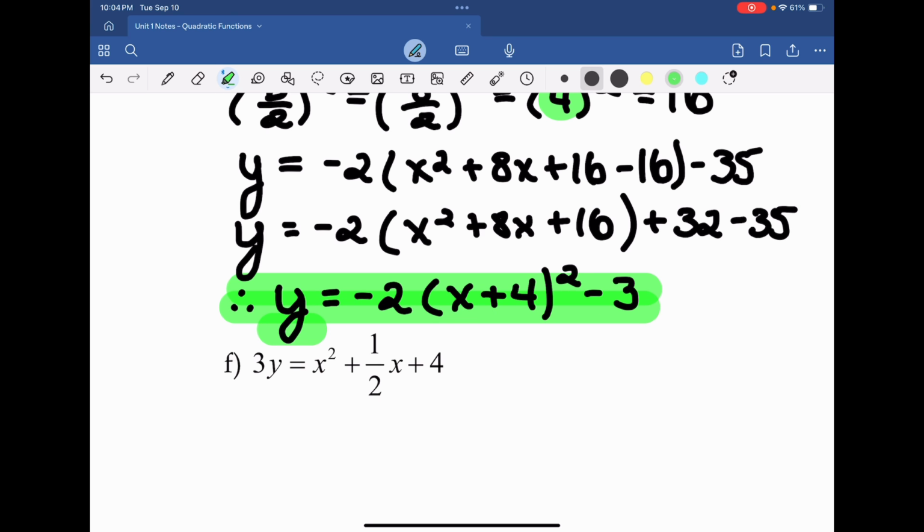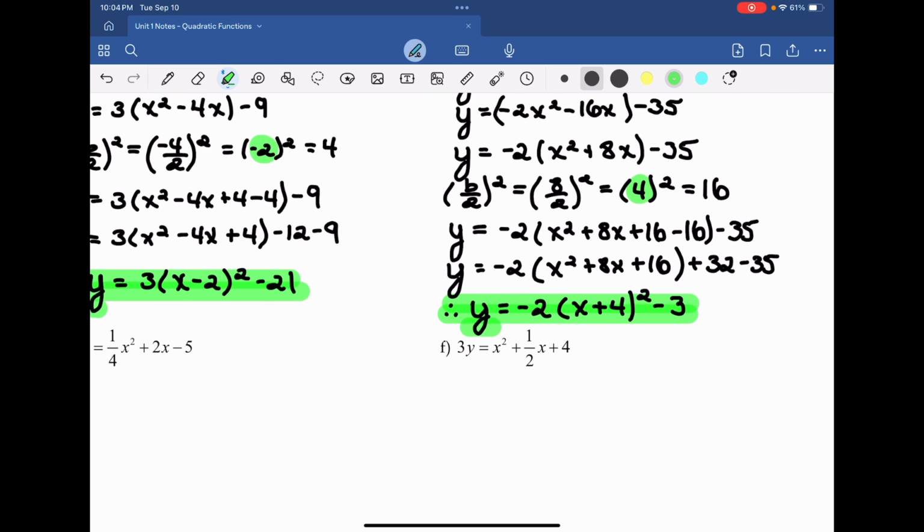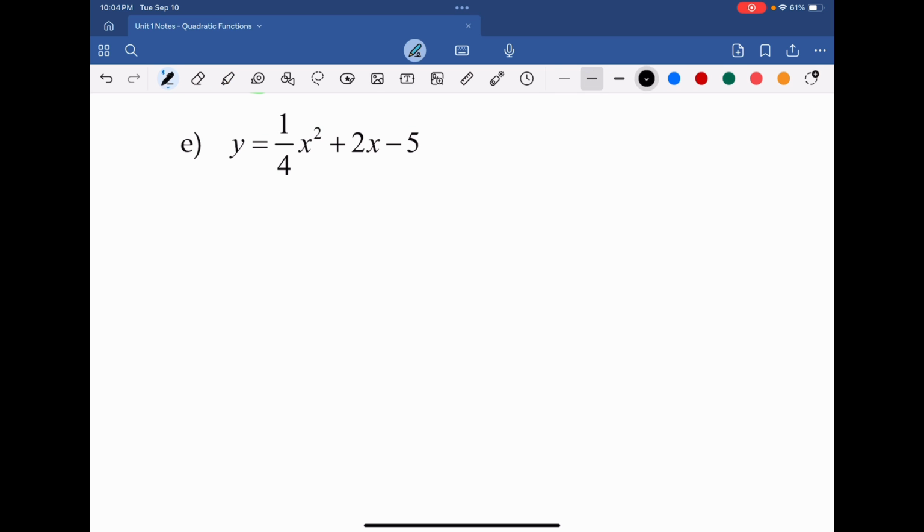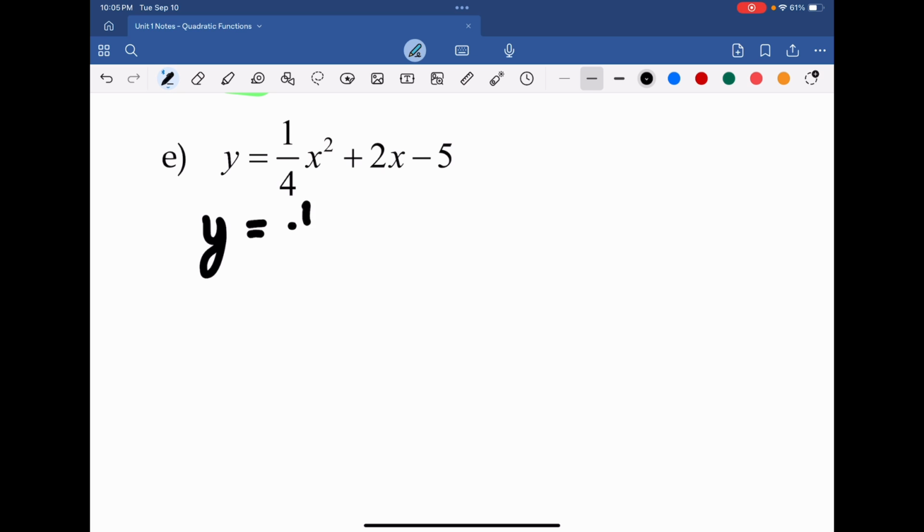And we are good. All right, let's go down to part E here. So now we're going to involve some fractions, and I know this might look a little more difficult, but even if you have to use your calculator to help you with these fractions, just use it. It will be the best way. So what we're going to do is group our first two terms. Y is equal to 1/4, and I should make sure I have a bracket here, x squared plus 2x, close the bracket, minus the constant term on the outside.